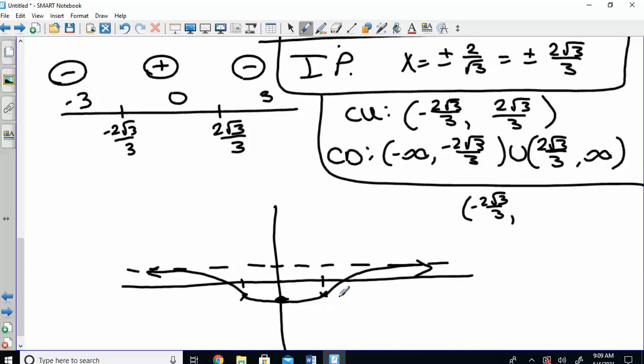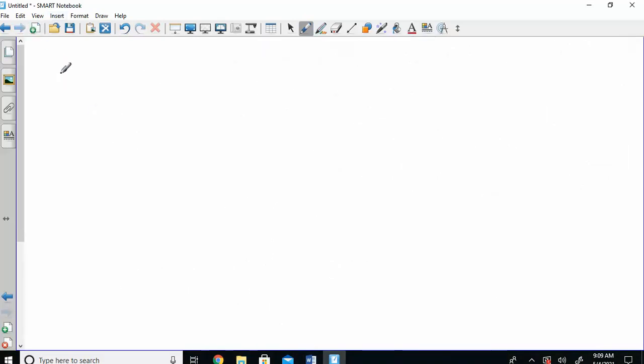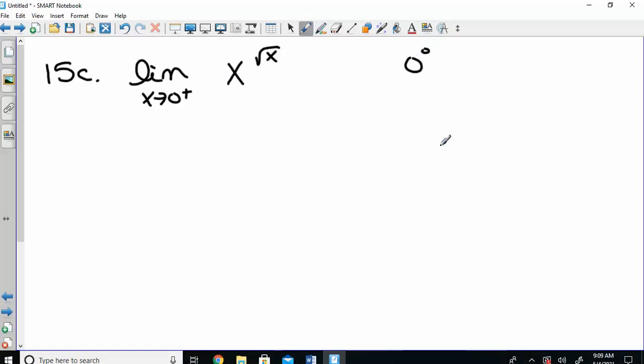Next up we have problem 15. So limits, 15C. So if I just plug in, I get 0 to the 0 power. Do we know what that is? No. So this is when we apply L'Hopital's rule.